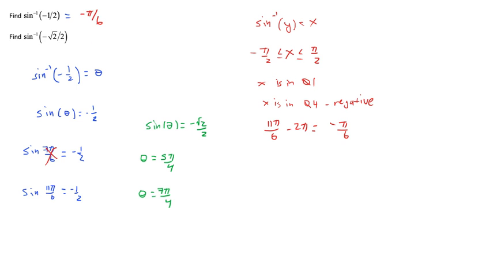So that means it can't be 5 pi over 4. 7 pi over 4, though, that's in quadrant 4. But the answer must be negative. So we'll take that 7 pi over 4 and subtract 2 pi from that, and we get negative pi over 4. So this answer here would be negative pi over 4.